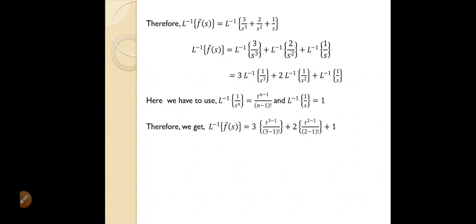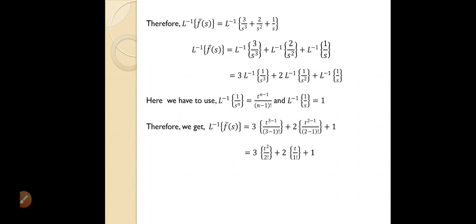Now for the second term n is equal to 2. So it becomes t raised to 2 minus 1 divided by 2 minus 1 bracket factorial. And the last term is nothing but one of the standard results and it is equal to 1. So it is only plus 1. Now you have obtained the functions in terms of t and L inverse sign is now removed as we have applied the result. So we have to just simplify the RHS t terms.